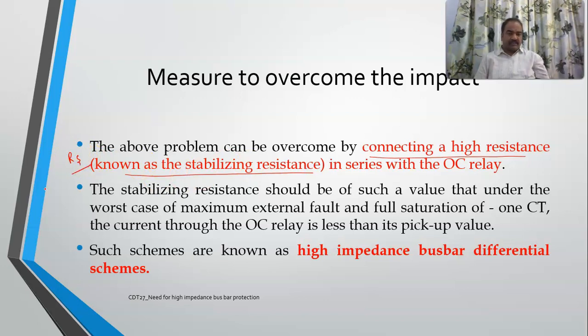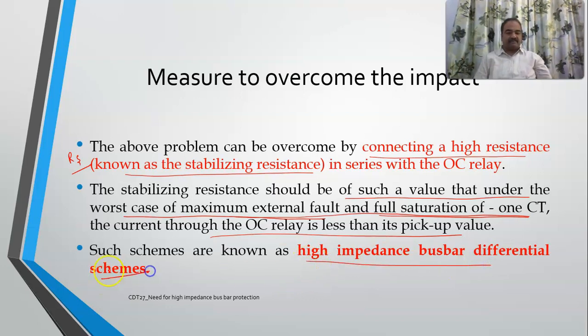And how must it be chosen? It must be chosen such that under the worst case of maximum external fault and full saturation of 1 CT, the current through the OC relay is less than the pickup value. You don't keep it too high, otherwise for an internal fault also it will become a problem. And this type of scheme, where you are employing a high impedance or a high resistance in series with your OC relay, is called a high impedance busbar differential scheme.